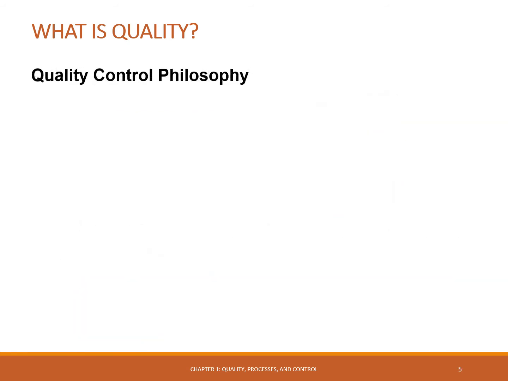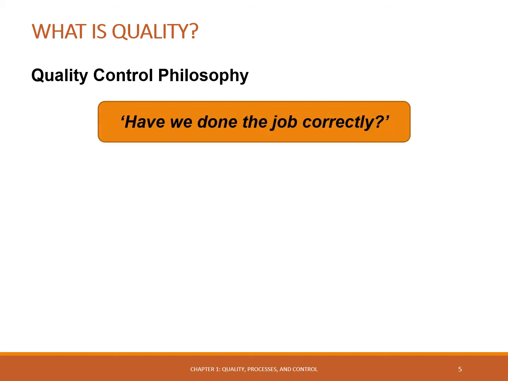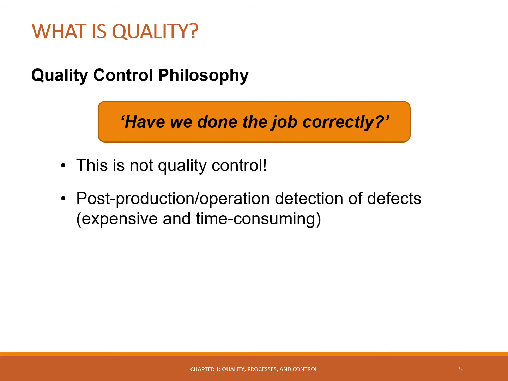Let's talk a little bit about the philosophy behind quality control. Although the implementation of comprehensive quality control strategies is becoming essential to business survival nowadays, most quality managers have been trying to answer the question, have we done the job correctly, in order to guarantee that their product conforms to certain quality requirements. But it's easy to show that this is not quite quality control, simply because those strategies are mostly based on detection of quality issues in the post-production phase, when the product is ready to go to the customer.